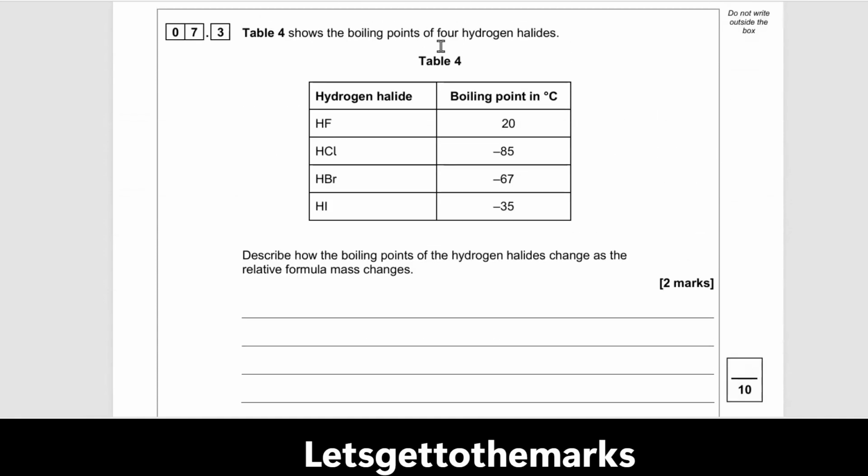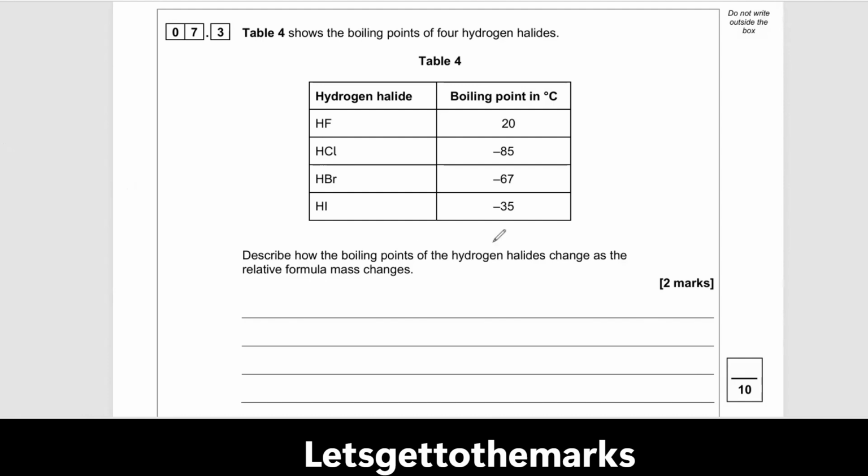7.3, table 4 shows the boiling points of the hydrogen halides. We've got hydrogen fluoride, hydrogen chloride, hydrogen bromide, hydrogen iodide. I think this is the worst question in the whole paper. So if you block this question, don't worry. You only need about 70% to get a level 9. And this question is pretty messy, really.